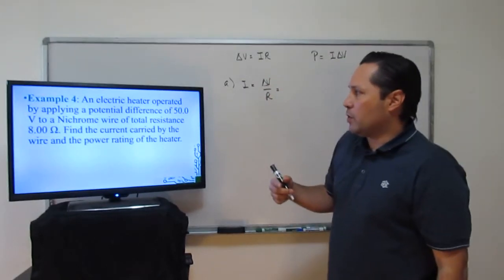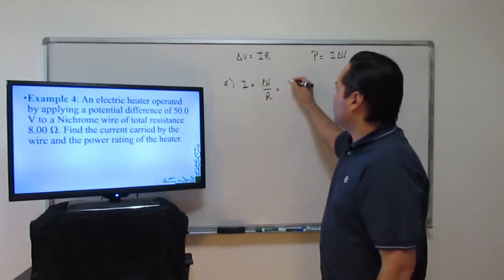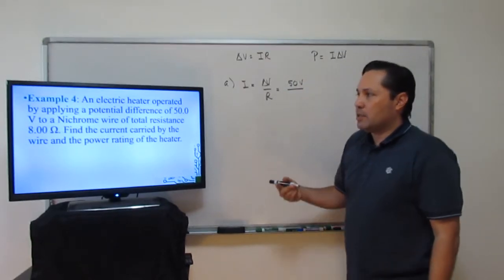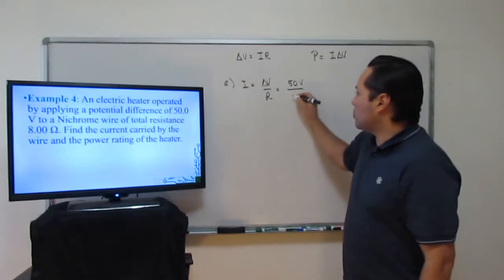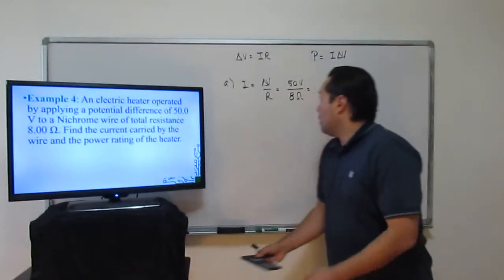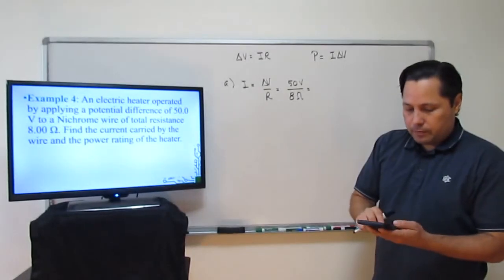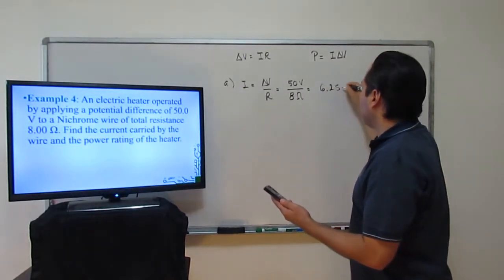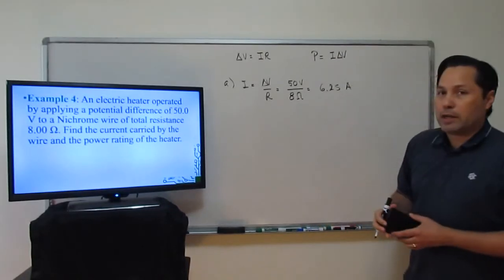The potential difference is given to us. It is 50 volts. And the R is the resistance, which is 8 ohms. So our current is just simply 50 divided by 8. So we get 6.25 amps. That is our current.